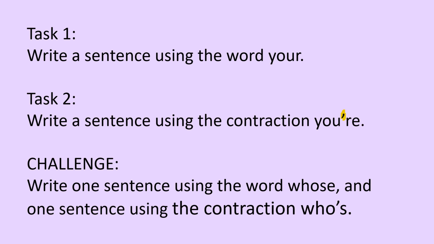If you're feeling nice and confident using these apostrophes, I would like you to write 1 sentence using the word whose, like whose coat is this, and 1 sentence using the contraction who's, the one that's short for who is, like in who's going to the shops. We could also say who is going to the shops. Have a go and see how you get on.